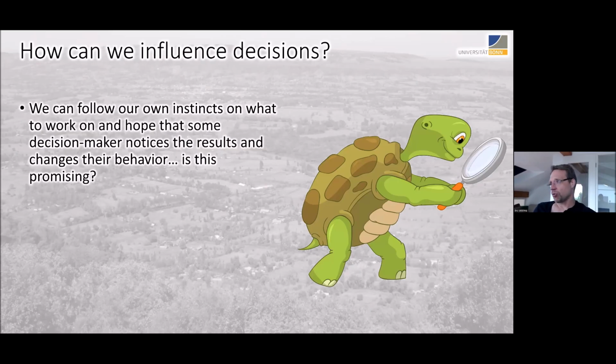Of course, the traditional way is that we, as scientists, follow our own instincts of what to work on. Yeah, we have something that for some reason interests us, and we hope that some decision maker notices what we've done and notices the results and changes their behavior. Basically the decision maker making a decision somewhere will go to Web of Science or wherever, download our paper, read it, be so impressed that they change their behavior.